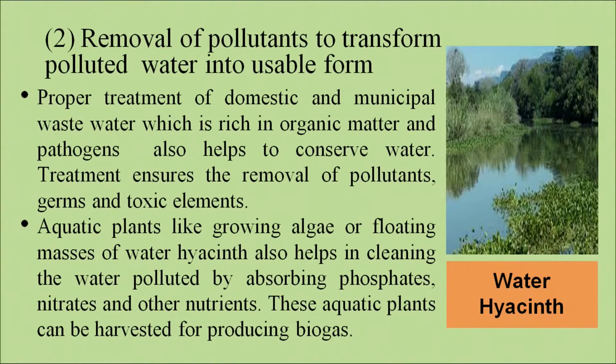Aquatic plants like water hyacinth also help towards this aspect. They absorb pollutants like phosphates and thereby make the water usable. These aquatic plants can be harvested later for producing biogas.